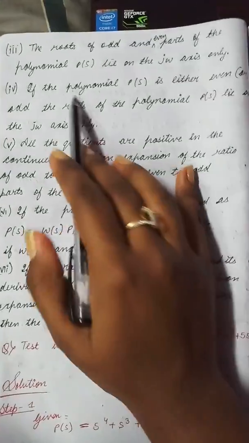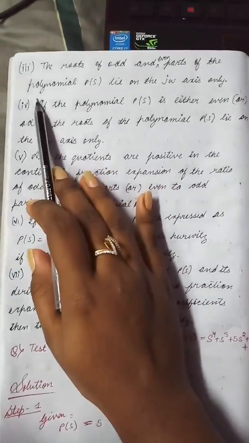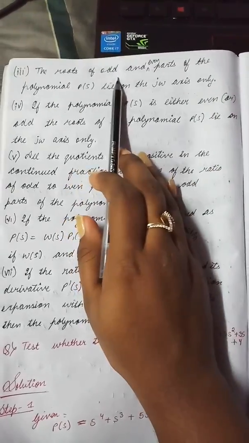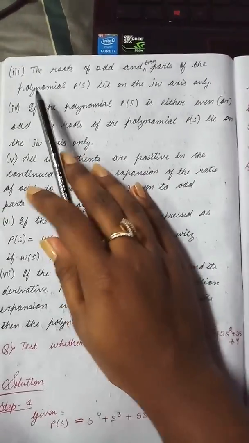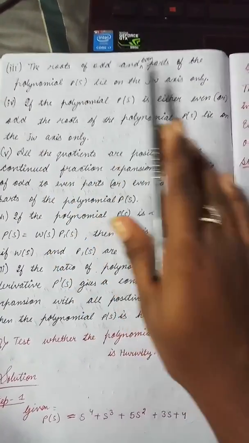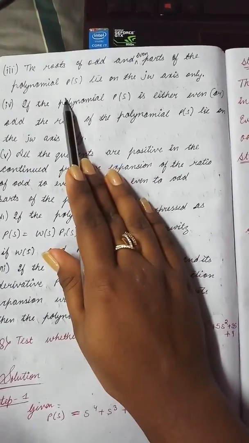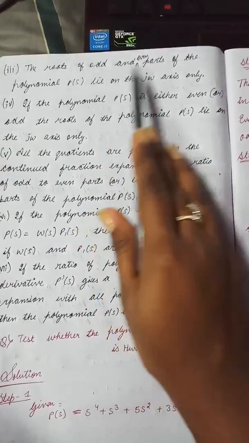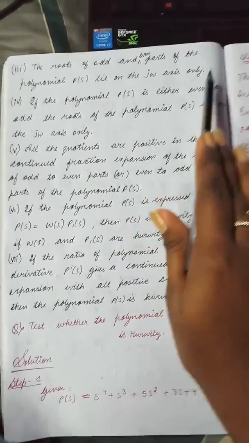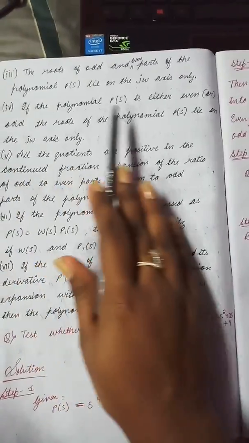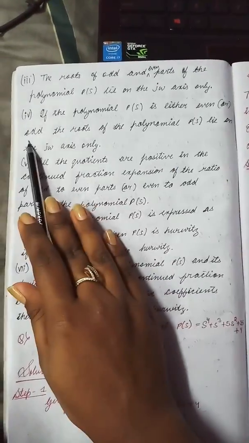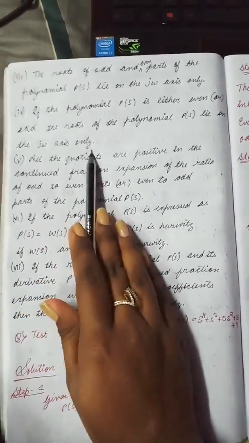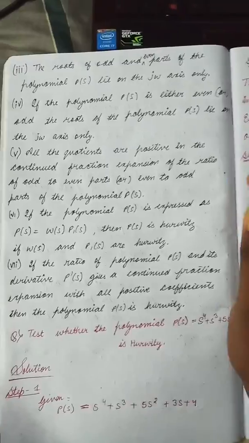Third point, the roots of odd and even parts of the polynomial p of s lie on the j omega axis only. Means we have to divide the polynomial into odd part and even part, and then we have to take out the roots of the even part and odd part, and we have to see that the roots of the even part and odd part should lie on the j omega axis only. If the polynomial p of s is either even or odd, the roots of the polynomial p of s lie on the j omega axis only. Means this point and this point both are the same.